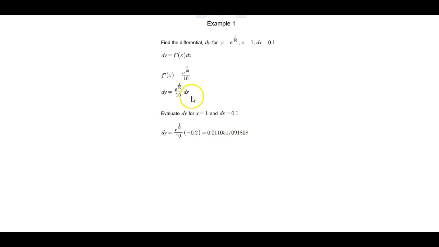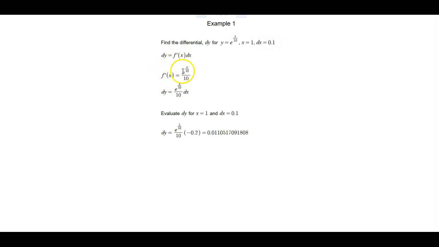So now let's look at an example. Find the differential dy for this function, e to the x over 10, when x is 1 and dx is 0.1. If you remember the definition for the differential dy, we need the derivative of f and dx. We're going to take that product.